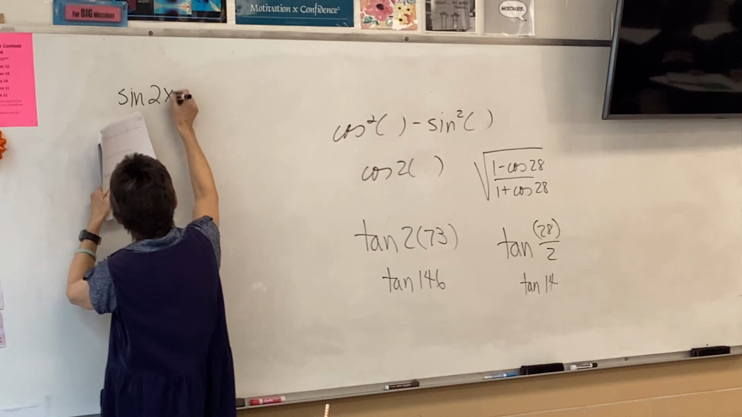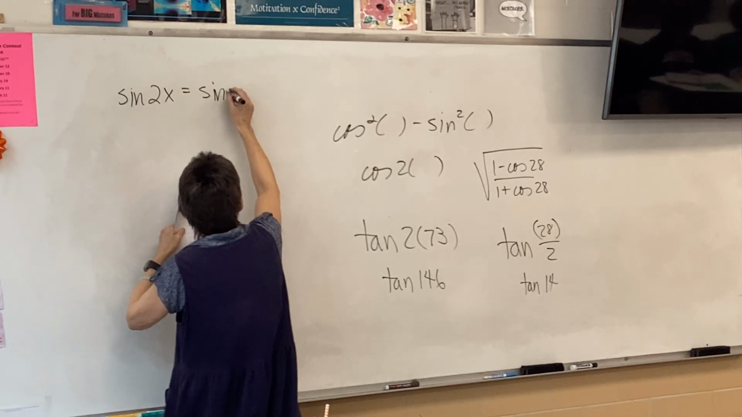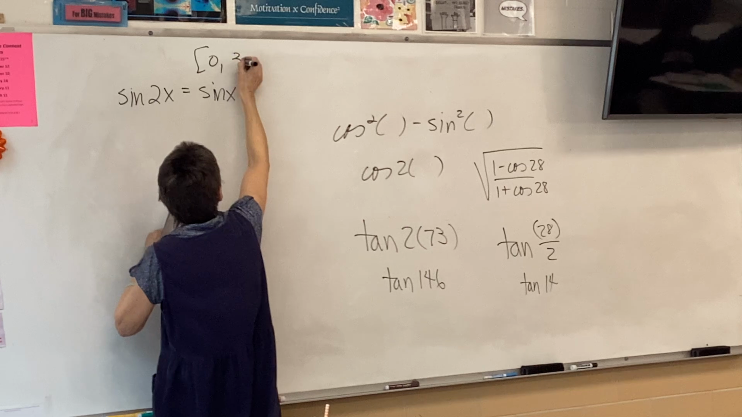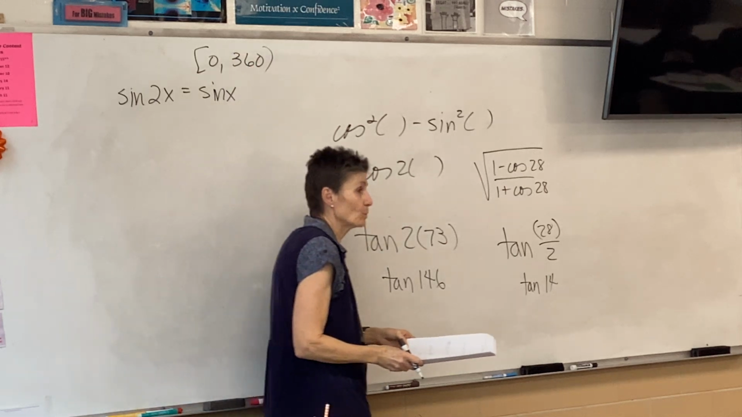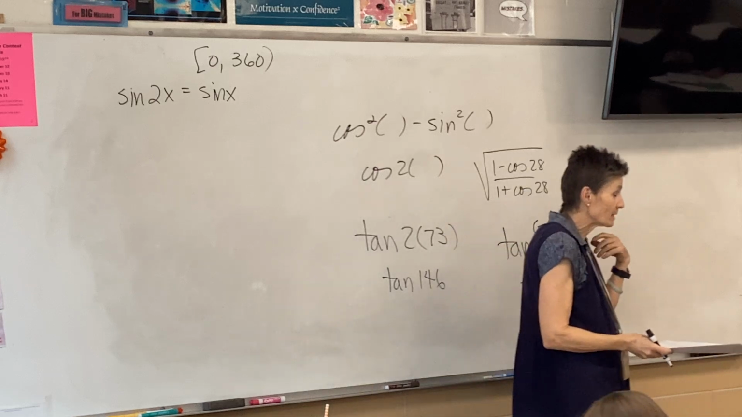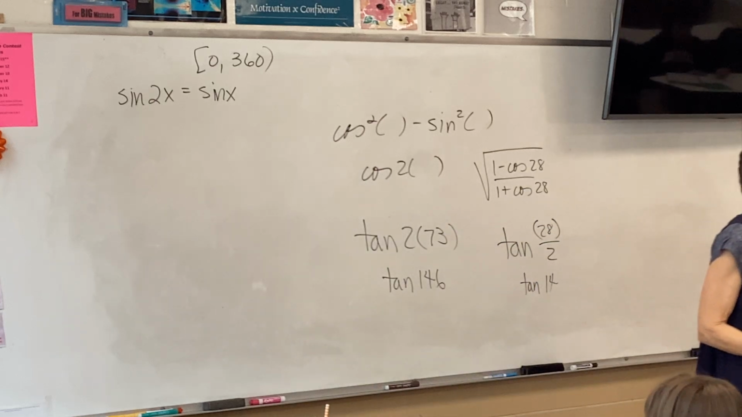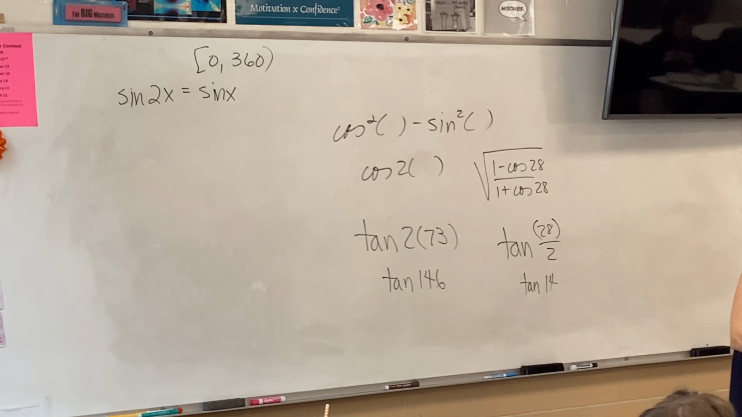Sine 2x equals sine x, and we are solving from 0 to 360. So in other words, we're going to solve in degrees, just like we did earlier. Now, let's hear a thought. Who has a thought? Divide by sine x. Never, ever divide by sine x. What if it's a 0?